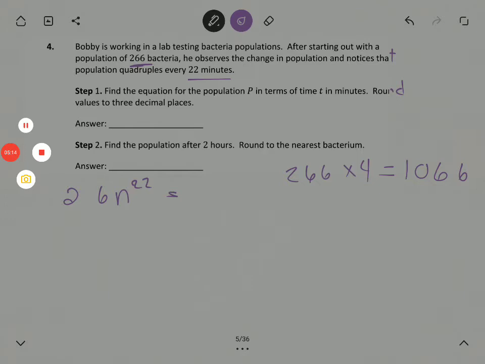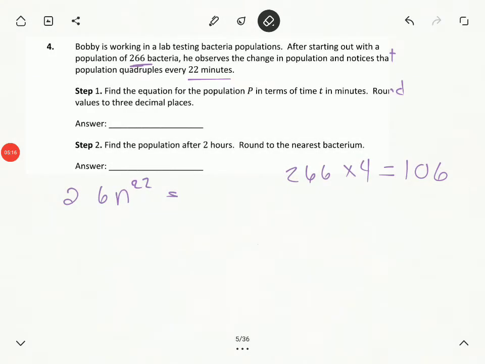We're going to solve for n here. That's going to be part of our equation. So we divide by 266. We get n to the 22 is equal to 1064 divided by 266, which gives us 4. We're going to give a decimal rounded to 3 decimal places here. So to find out what n is, we take the 22nd root of this side and the 22nd root of 4.